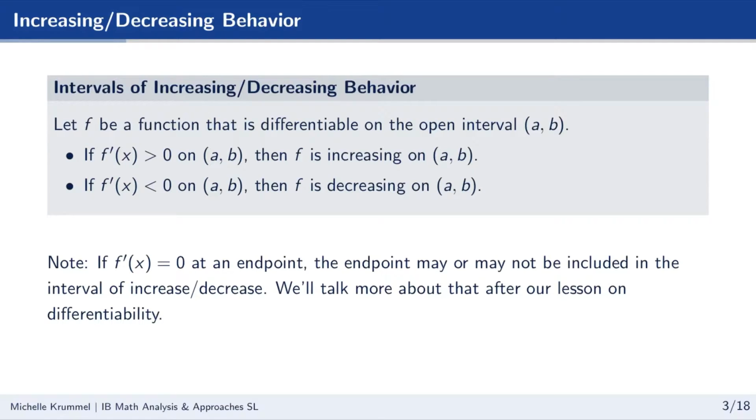So let's summarize the connection we just made between f prime and f. Let f be a function that is differentiable on the open interval from a to b. We've talked about this word differentiable before. Differentiable means the derivative exists.